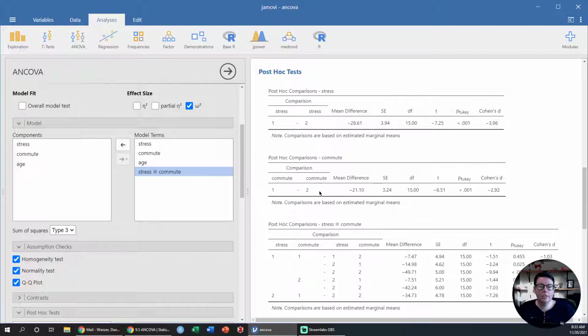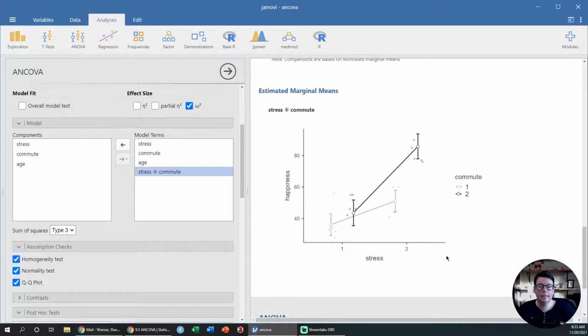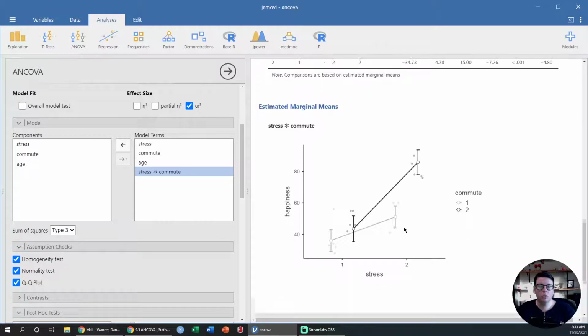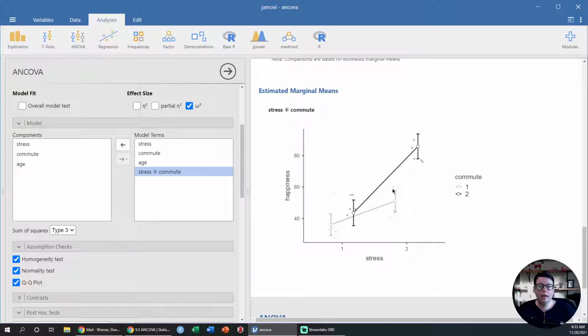People in the cycling condition have lower stress than people in the driving condition in their commute. Again, pretty big effect. And we can look at the effect on stress, the effect on happiness. So we have low stress has higher happiness than high stress. And people in the cycling commute have higher happiness than people in the driving commute.